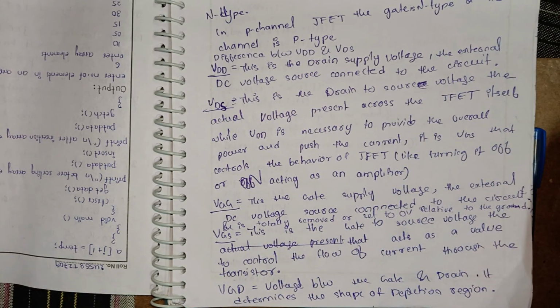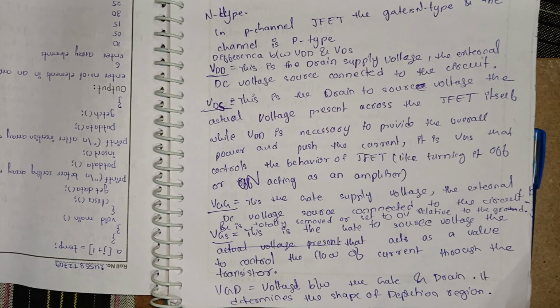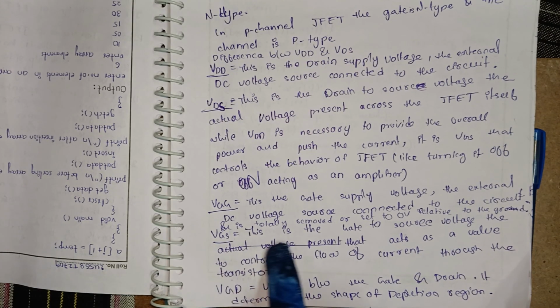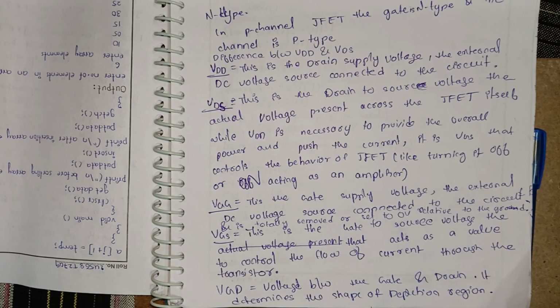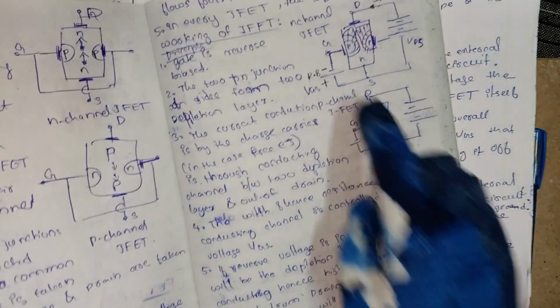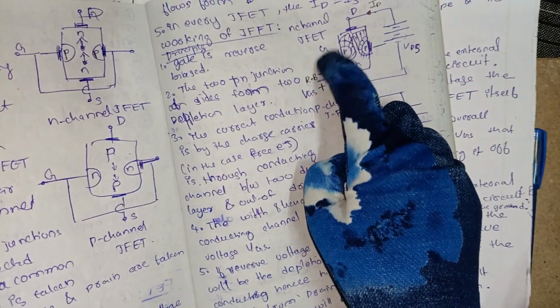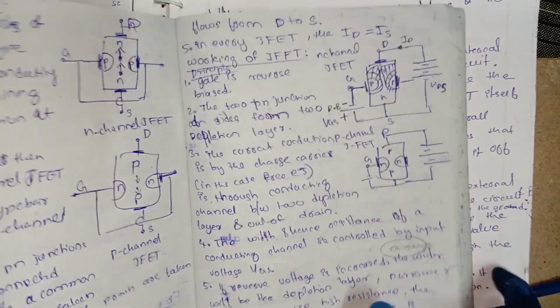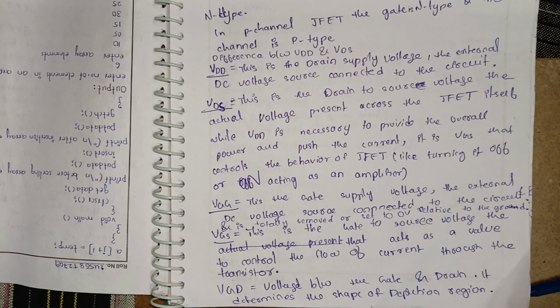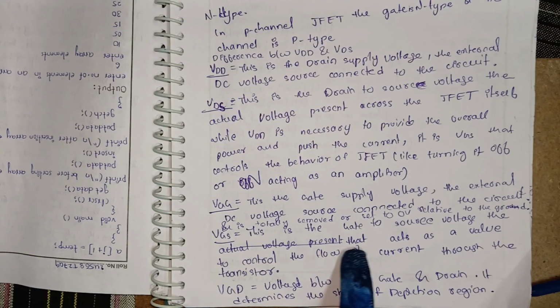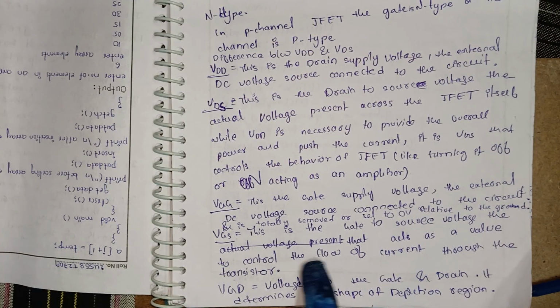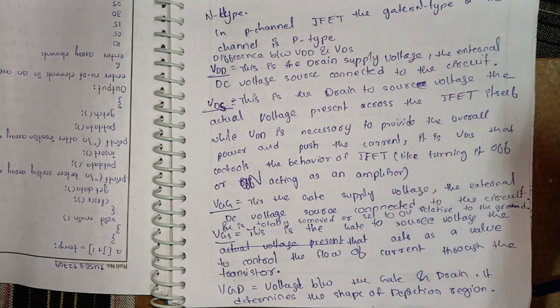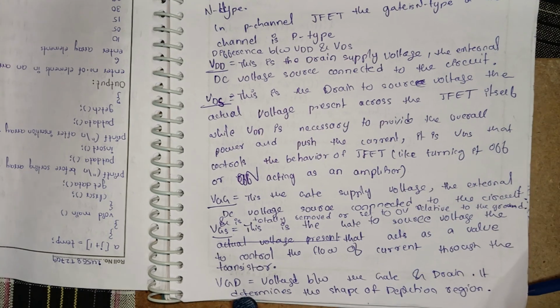So VGS, this is the gate to source voltage. Either here is the gate to source voltage, VGS, and that acts as a valve to control the flow of current through the transistor, as we have seen in the working of JFET.